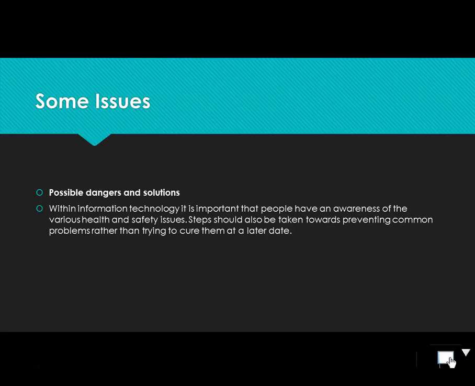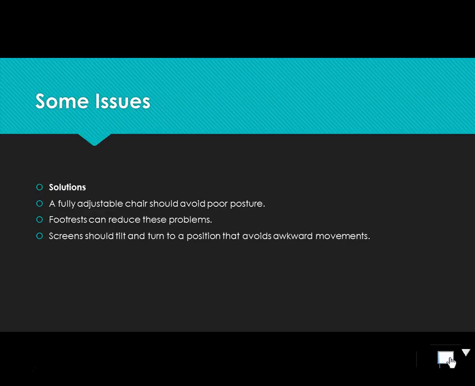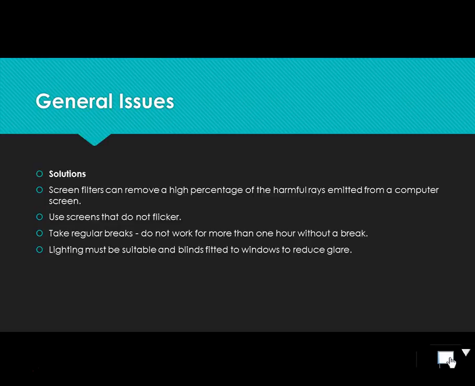So here we are. Everyone should be very aware of the various health and safety issues, and we must always try and prevent common problems. Prevention is always better than cure. So let's start with some common problems. Back problems. As you know, very important. Just because of the way you sit, it's very possible to suffer back problems. Solutions: get a proper, adjustable chair, footrests, and you should be able to tilt your screens to prevent awkward movements.